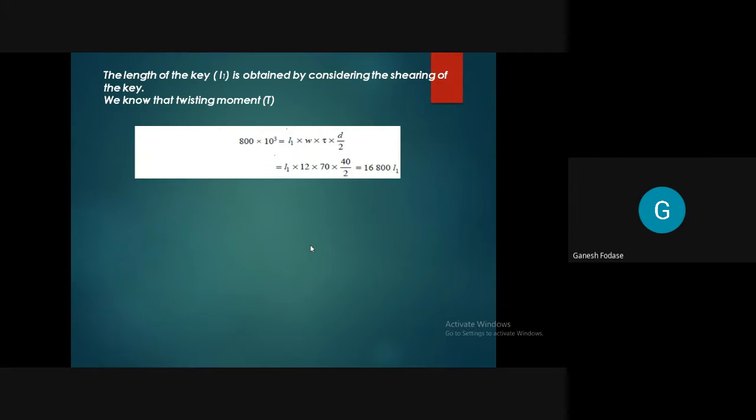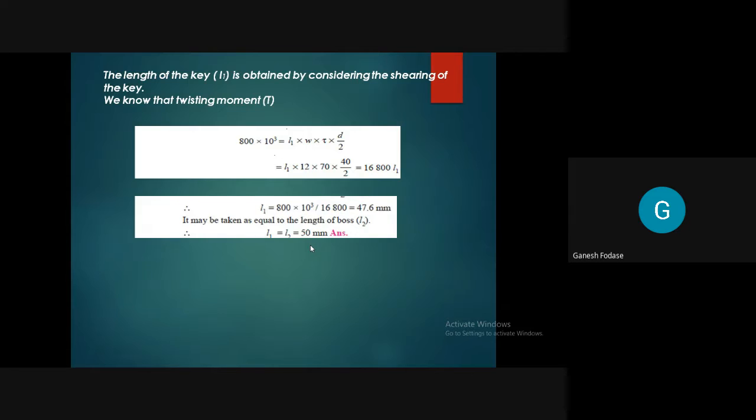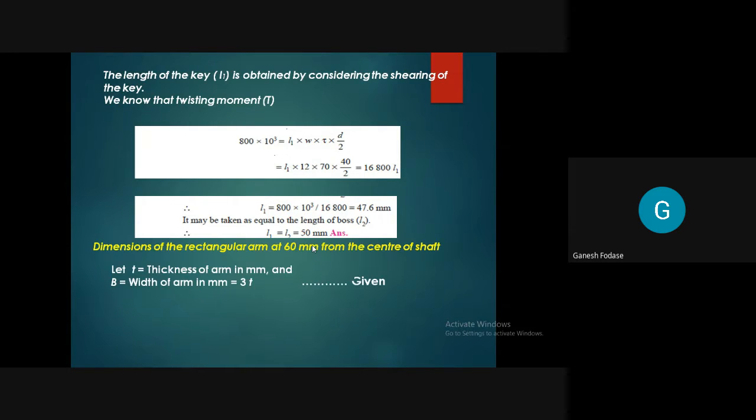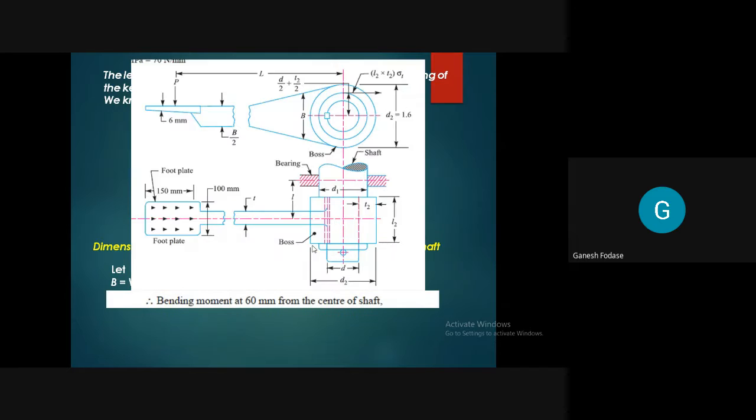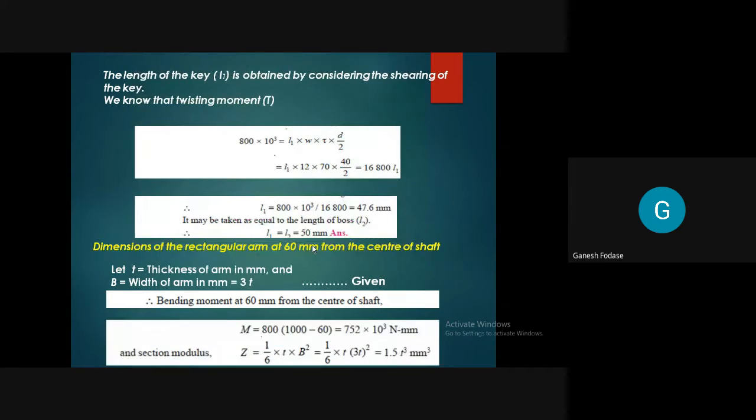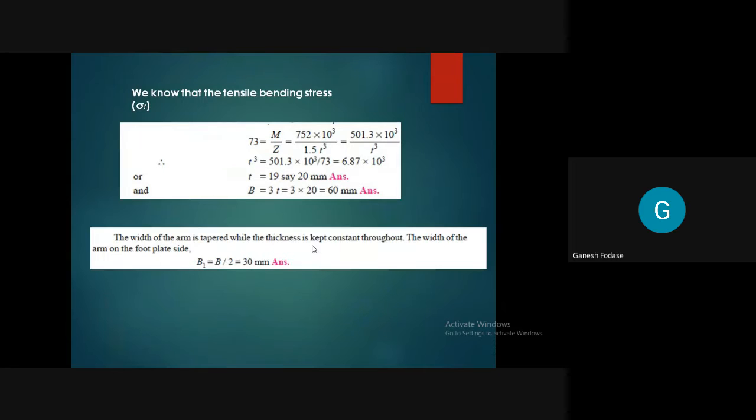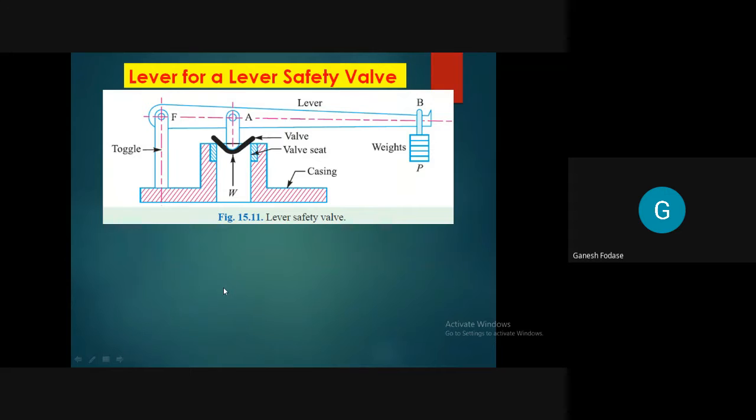By considering that, we get the value of L1. But we assume L1 equals L2, which was 50 mm. At the end, we also find the dimensions of the arm at a distance of 60 mm, the values of T and B, that is thickness and width. We assume thickness is kept constant, while the width of the arm at the foot plate is half of that obtained at the particular section, that is 60 mm. So 60 by 2 is 30 mm. That's the complete design of a foot lever. Clear to all? Yes, sir.